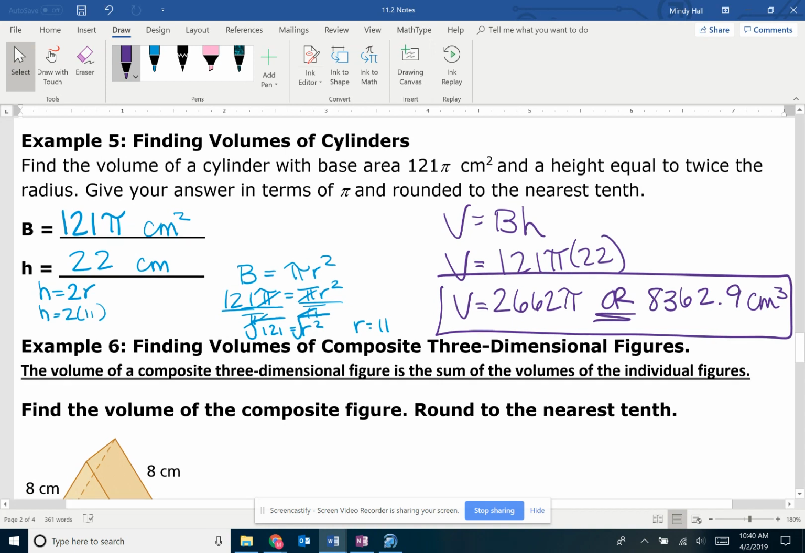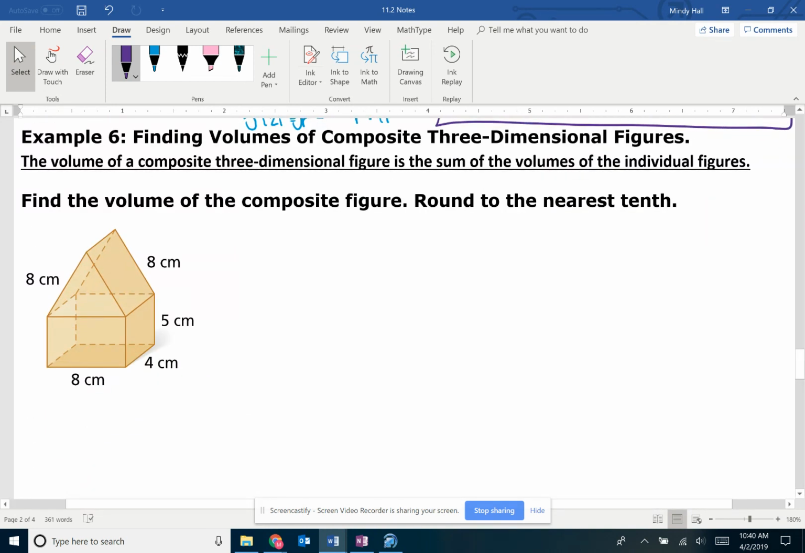All right, so finding the volume of composite shapes or figures in 3D is basically the same as when you do it for anything else. We have two different major shapes, and we're going to find the volume of each of them and then just add them together. So the volume is the sum of the volumes of the individual figures. I'm going to start with the rectangular prism because I feel like it might be slightly easier.